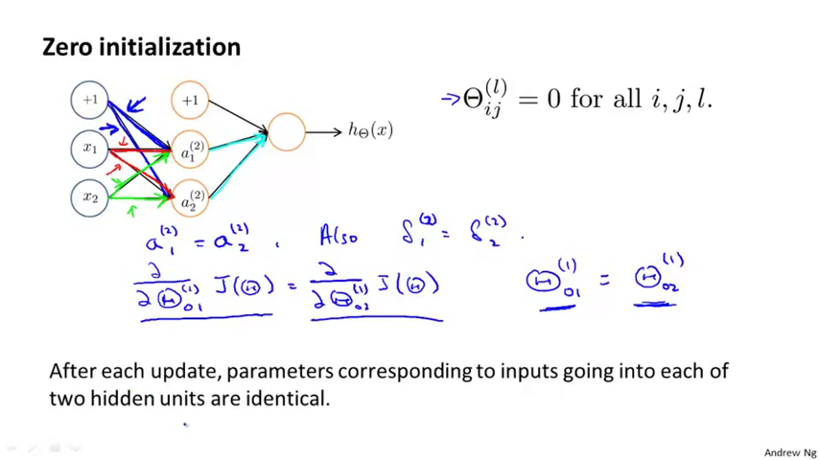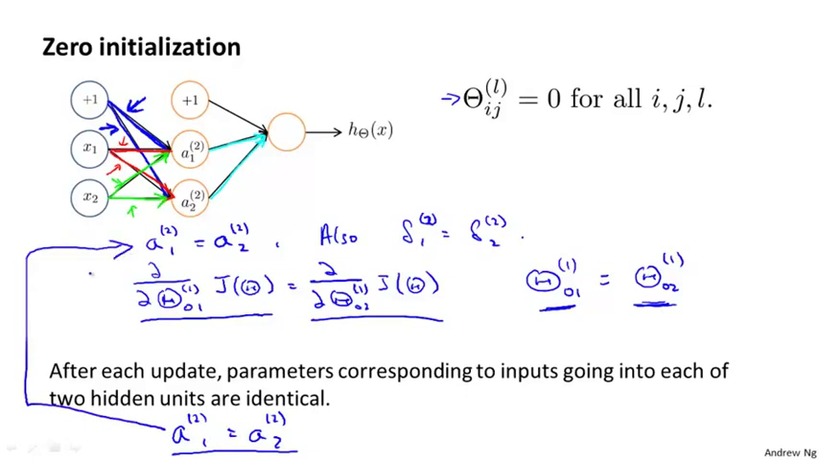And what that means is that even after one iteration of, say, gradient descent, you find that your two hidden units are still computing exactly the same function of the input. So you still have this a^(2)_1 equals a^(2)_2, and so you're back to this case. As you keep running gradient descent, the two blue weights will stay the same as each other, the two red weights will stay the same as each other, the two green weights will stay the same as each other. And what this means is that your neural network really can't compute very interesting functions, right?